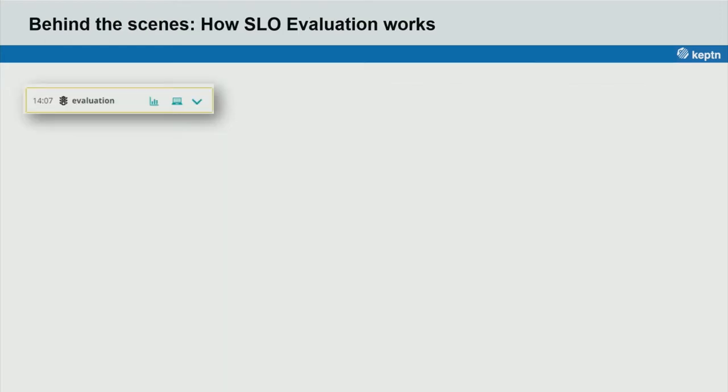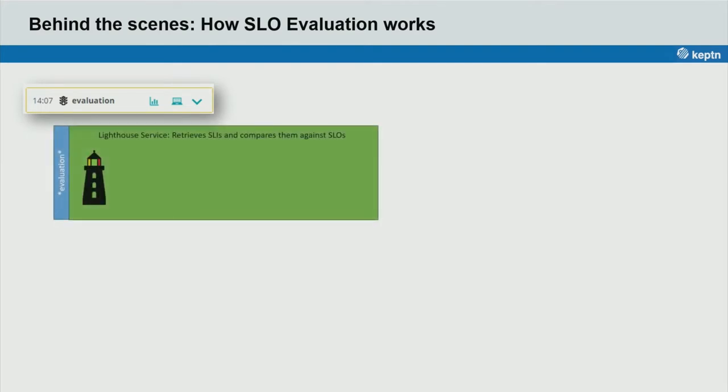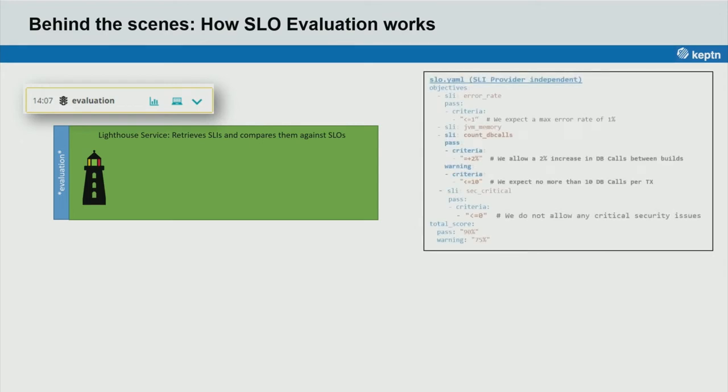A little bit behind the scenes with Keptn, when you kick off the evaluation, we have a so-called lighthouse service, and the lighthouse service is triggered by the SLO definition. You define your SLOs in the YAML that you put next to your source code in your source code repo. I know it's a little small maybe from the back, but you can see objectives: error rate, JVM memory, number of database calls, where you specify what you expect these metrics to be.